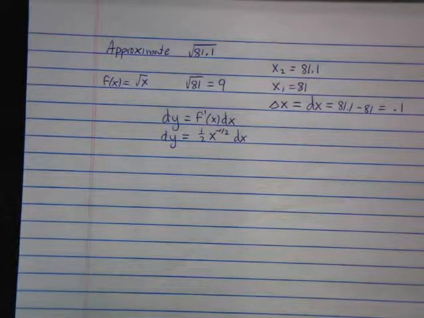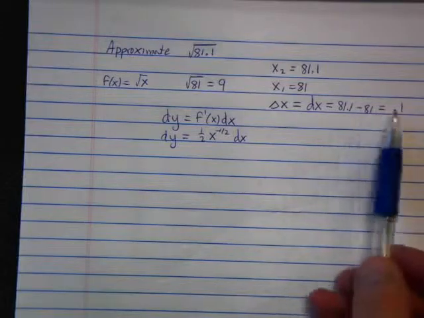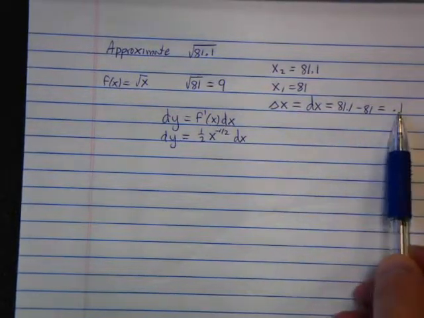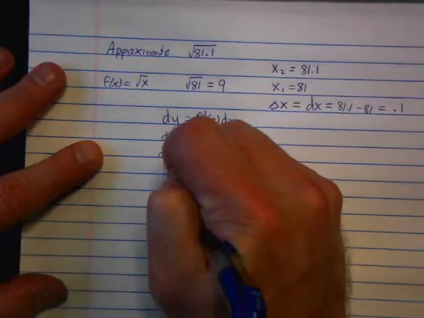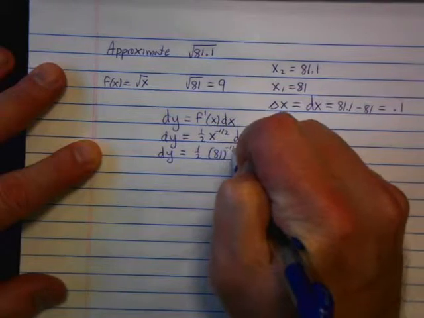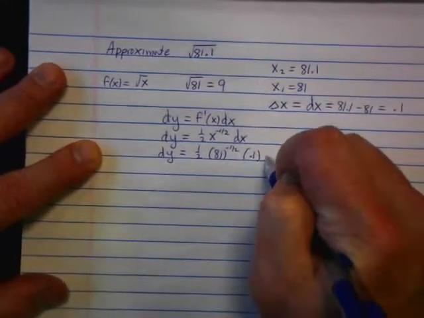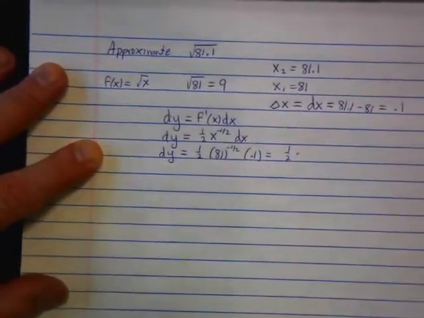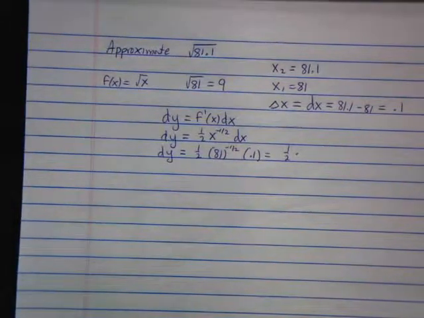Now I'm going to plug in my numbers. What number am I going to plug in for x? Which number is the easy one to plug in? 81 is the easy one to plug in. And what's dx? That's 0.1, isn't it? dx and delta x are exactly the same thing. So dy is 1/2 times 81 to the negative 1/2 times 0.1. That's 1/2 times, what's 81 to the negative 1/2?